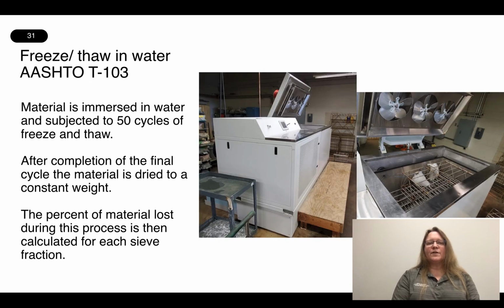So freeze and thaw in water is AASHTO method T103 again. And the material is, according to this test method, immersed in water and subjected to 50 cycles of freeze and thaw. And then after completion of all the cycles, we weigh the material again, and then we find out how much material has been lost. And then we can see how the material holds up under freeze thaw conditions.